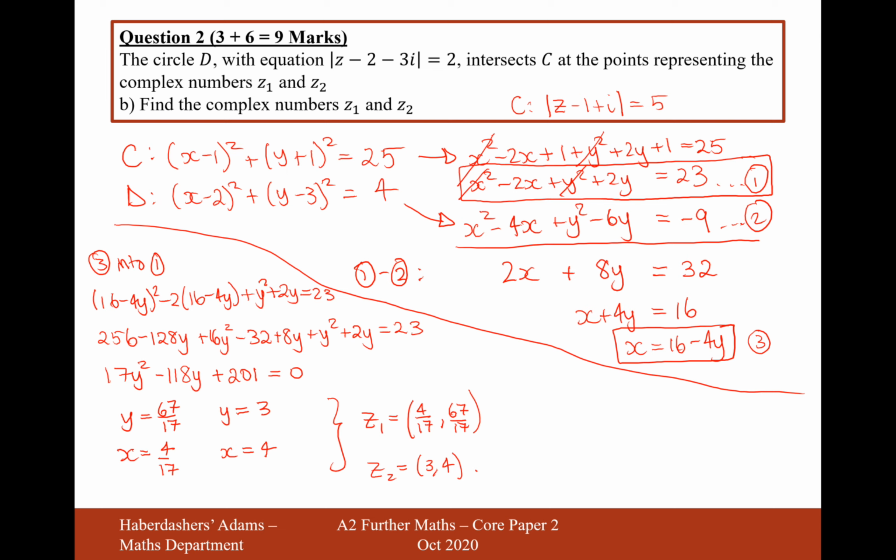So there we are, that's the answer for question 2, worth 9 marks in total there. Let's now move on to question 3.